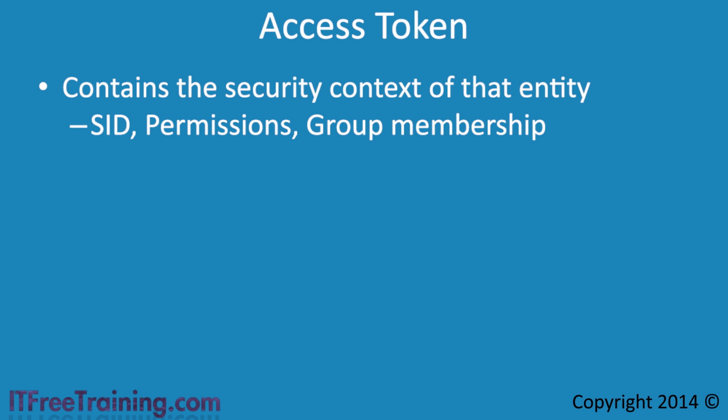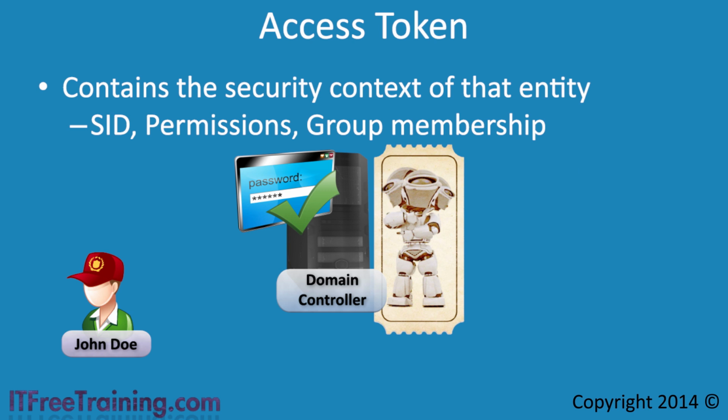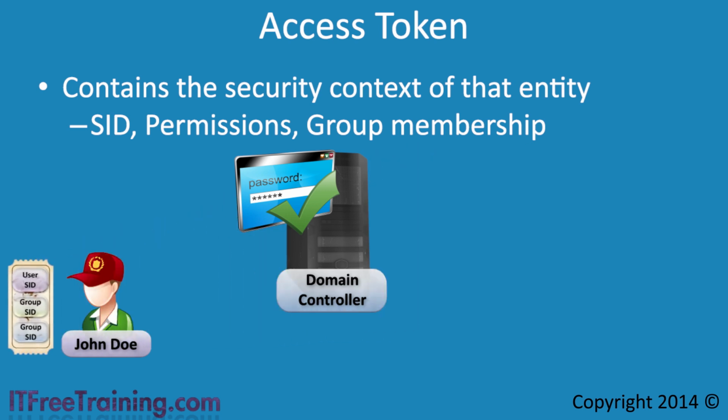That sounds complicated, so let's look at an example. Consider once again you have the user John Doe. Before John Doe can access any resources on the network, first John Doe needs to be authenticated by a domain controller. In order for this to occur, John Doe enters in his password, which the domain controller checks to ensure that it is correct. Once this occurs, the domain controller generates an access token for that user. In this access token goes information like the user's SID and the SIDs of any groups that user is a member of. This is then transferred to the user.